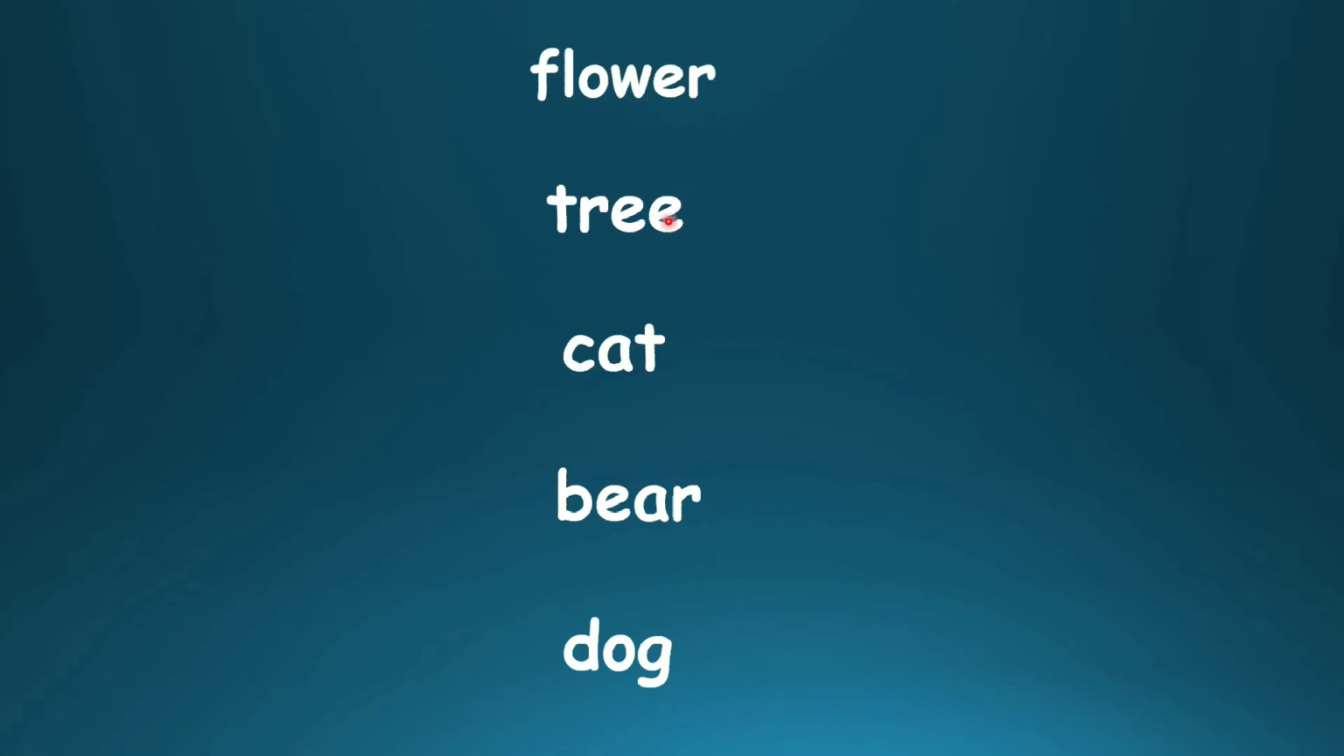Well, we are going to use these singular nouns to see how we can turn them into plural. Flower becomes flowers. What have we just done? We have added s at the end. So the word flower becomes flowers. Tree becomes trees. Cat becomes cats. Bear becomes bears. And dog becomes dogs. Okay? So we have flowers, trees, cats, bears, and lastly, dogs.